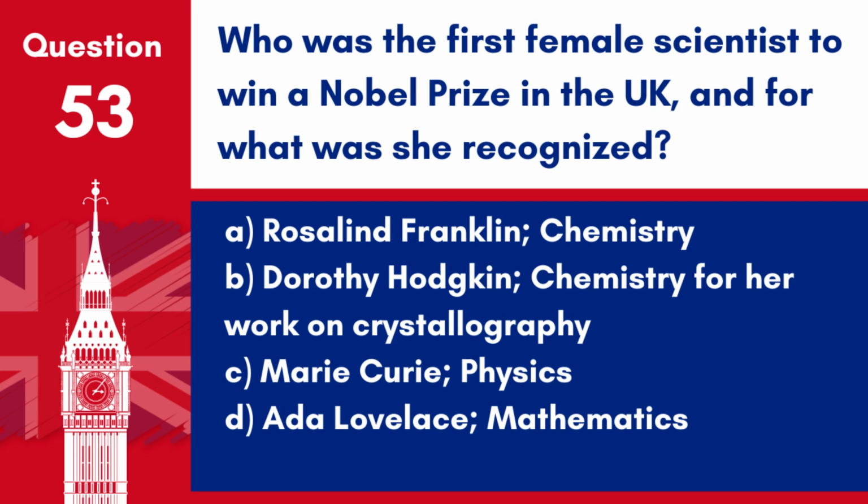Question 53. Who was the first female scientist to win a Nobel Prize in the UK, and for what was she recognized? A. Rosalind Franklin, chemistry. B. Dorothy Hodgkin, chemistry for her work on crystallography. C. Marie Curie, physics. D. Ada Lovelace, mathematics.